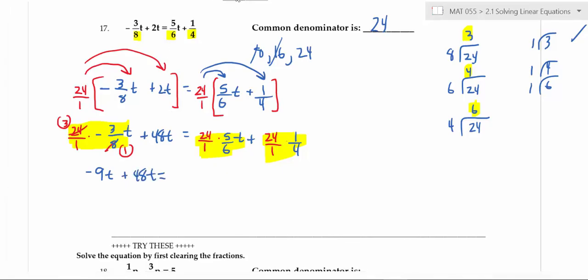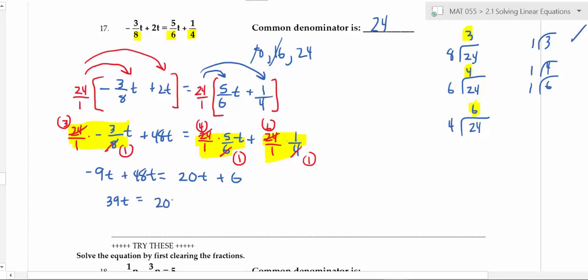Okay, do the same thing here. 6, both of those numbers divide by 6. 6 goes into 6 once. 6 goes into 24 4 times. So what you have is 4 times 5, or 20 over 1. 20 over 1 is just going to be 20t. Do the same thing here. 4 into 4 once. 4 goes into 24 6 times. So you have 6 over 1. So you just have plus 6. Like that. It's easier to do it that way. Okay, these are like terms. 48 minus 9. 48's going down by 9, so that's going to be 39t.